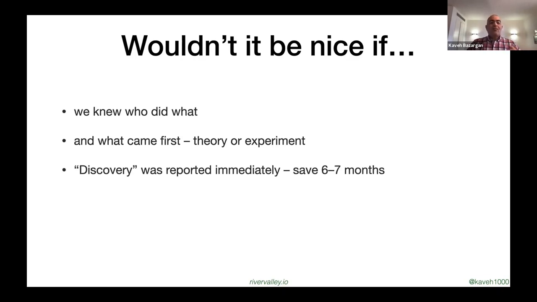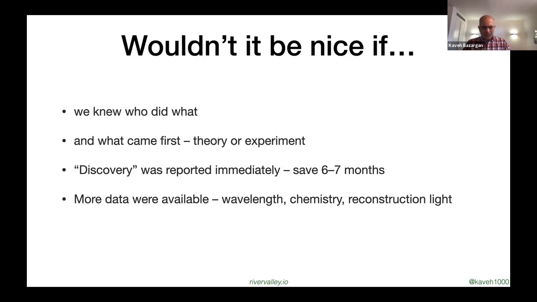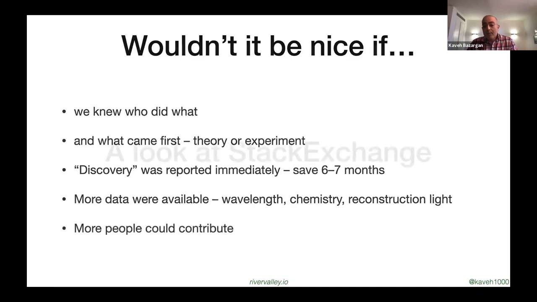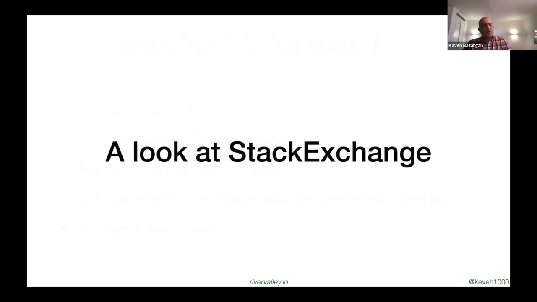Wouldn't it be nice if the discovery was reported immediately, say, and we didn't have to wait 6 or 7 months? And if more data were available, like wavelength chemistry reconstruction, well, there's no hint of that in the paper. We thought it wasn't necessary, but maybe it would have been useful. And if more people can contribute. So is there a way of doing that?